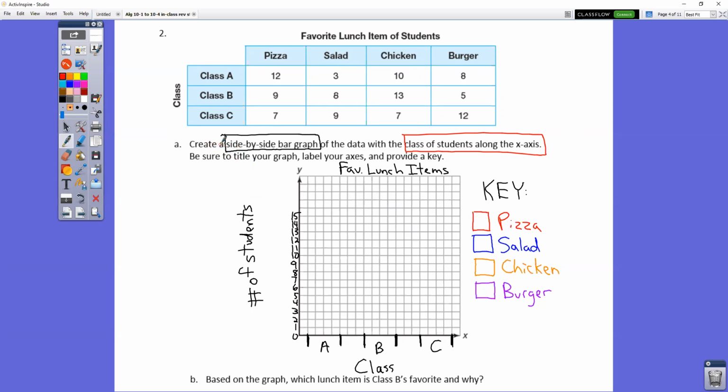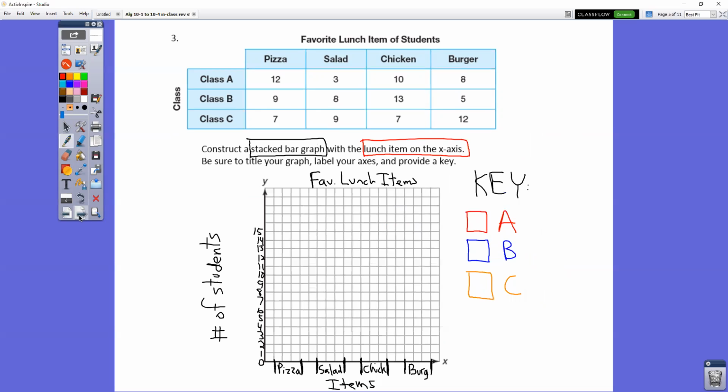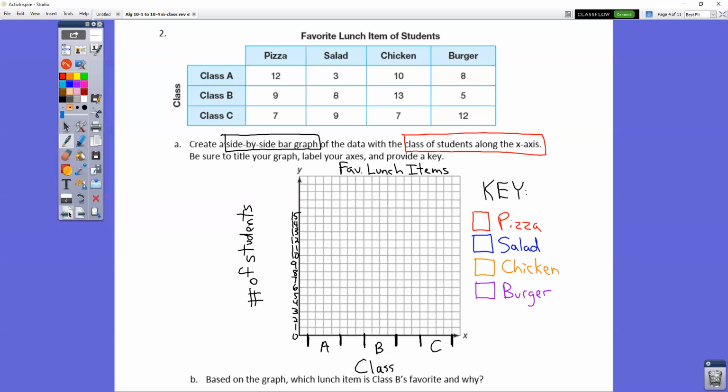So take a look at this one. This one says create the side-by-side bar graph with the class of students along the x-axis. Notice that we have A, B, and C. I'm going to tell you that every year when people take this test, the biggest mistake that they make, the next question says, create a stacked bar graph. If you do the wrong type of bar graph for the wrong question, you're going to lose points. This one specifically, and that's how it is on the Regents exam too, by the way, says to do a side by side or a double bar graph. This one is actually a quadruple bar graph because we have 4 things going on.